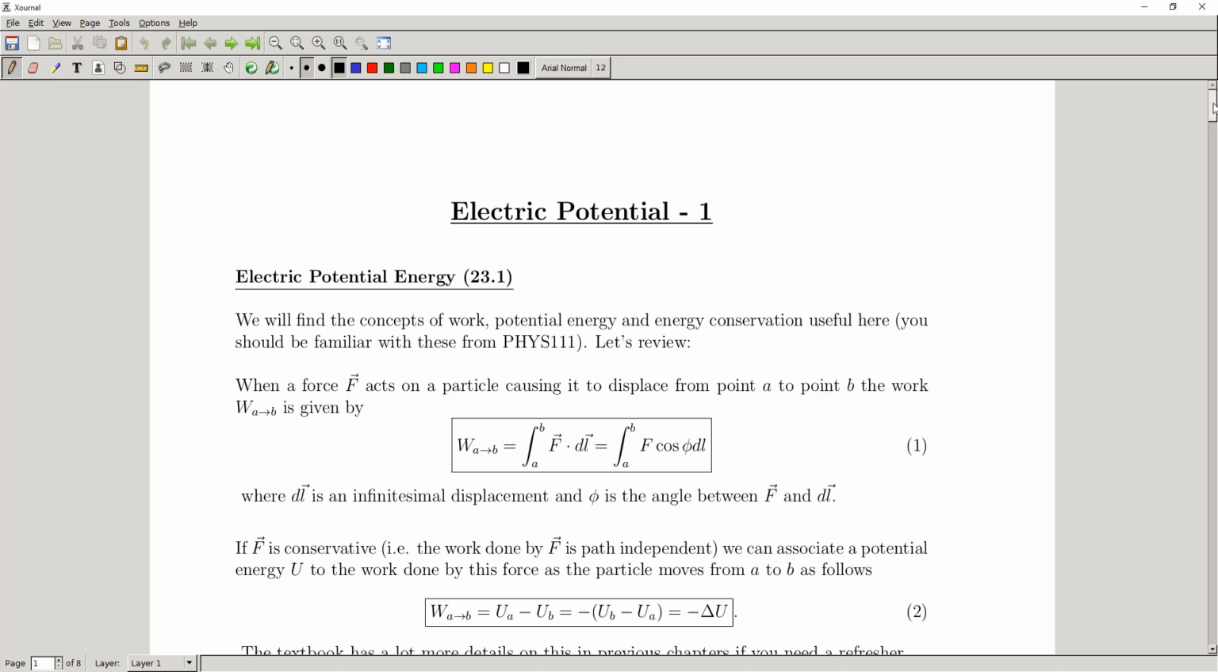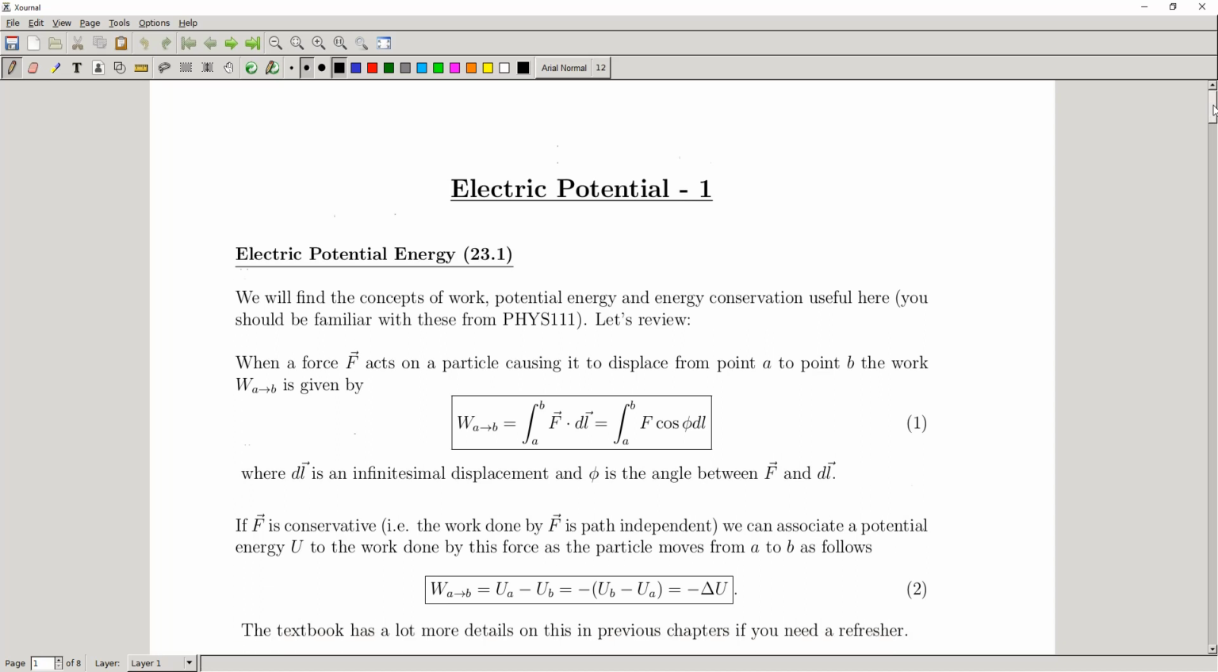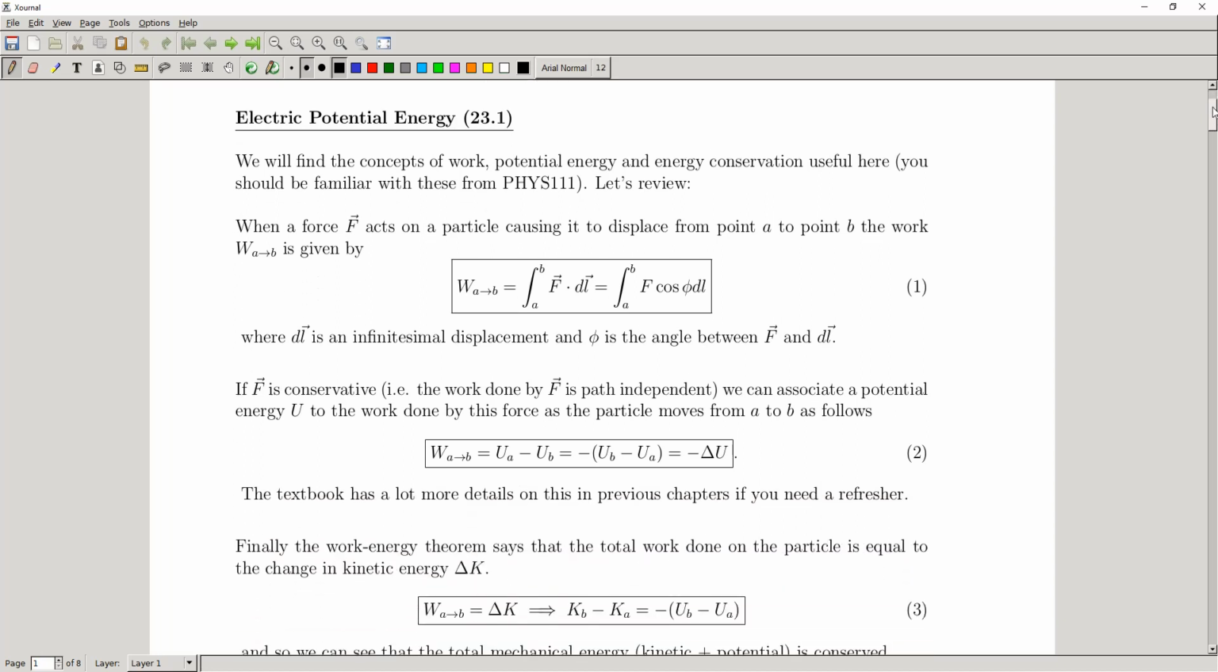First, we have our expression for work. So when a force acts on a particle, causing it to displace from some point A to point B, we can see the work done in moving that particle from A to B is given by this equation here, and you guys should have seen this in your Physics 111. If it's a little rusty, I would recommend going back and taking a look at that. The textbook actually has at least one chapter, and then some review on this stuff. So go back and refresh yourself on it if it's rusty.